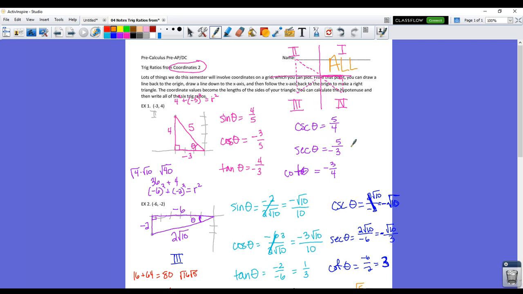And remember, the hypotenuse is always going to be a positive number no matter what. Okay, so hopefully that's all right. Just know that the signs will be positive and negative now as we move forward.